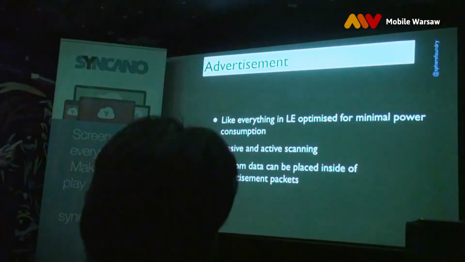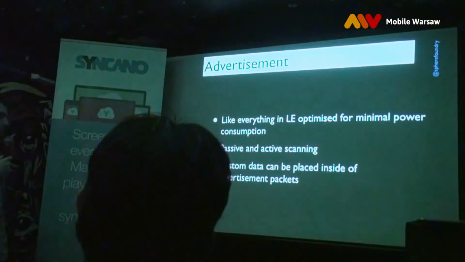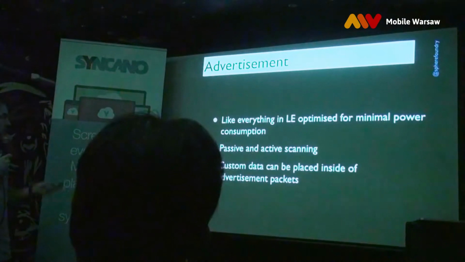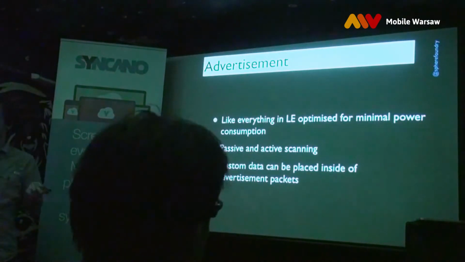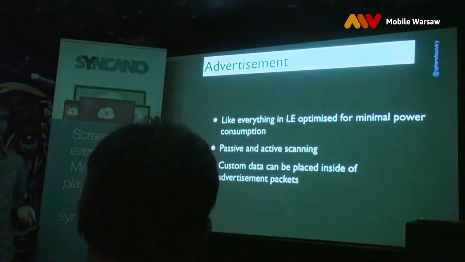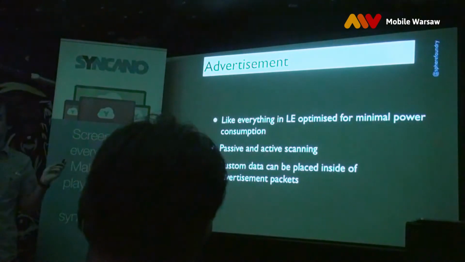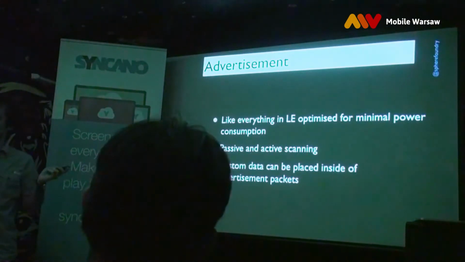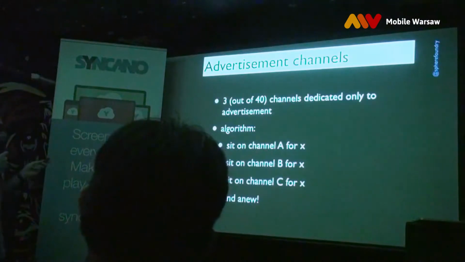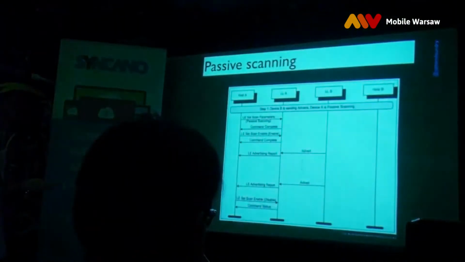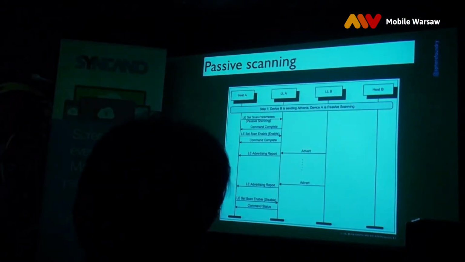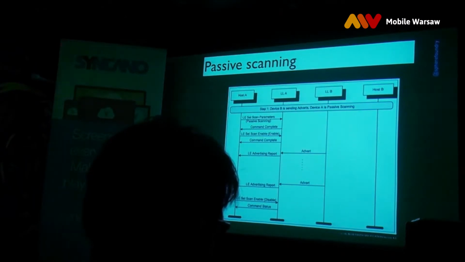Again, everything in Bluetooth Low Energy is optimized for power, but they introduced something new, which is called passive scanning and active scanning. That's the first change, and the second change is the introduction of flexible advertisement data. We'll come to that. That's not important. So, passive scanning, which is hugely important.